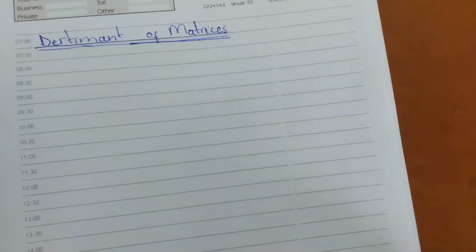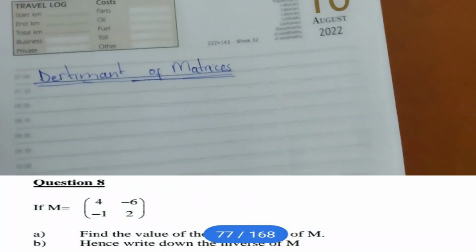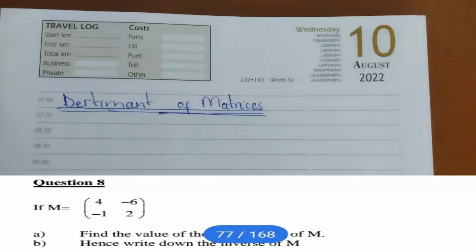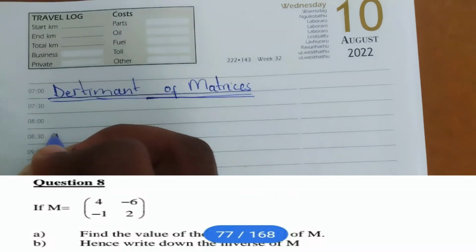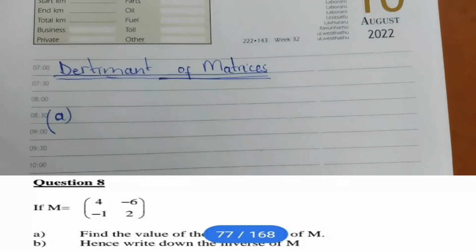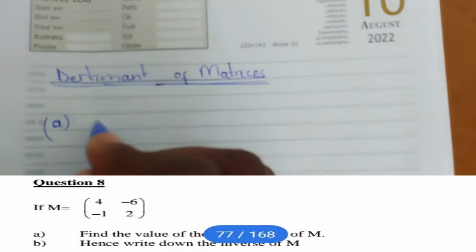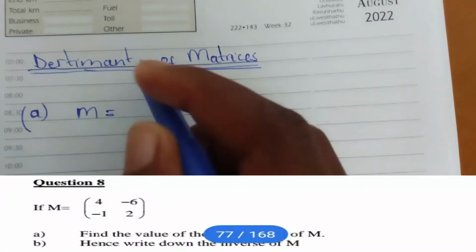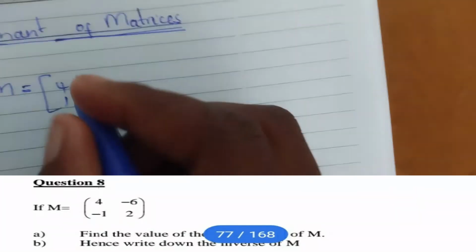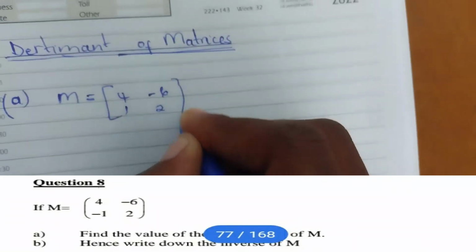Okay, so we are now on determinants of matrices. For determinants of matrices, we have an example A. Our question requires us to find the value of the determinant of M, where M is equal to 4, 1, 6 minus 6, 2.